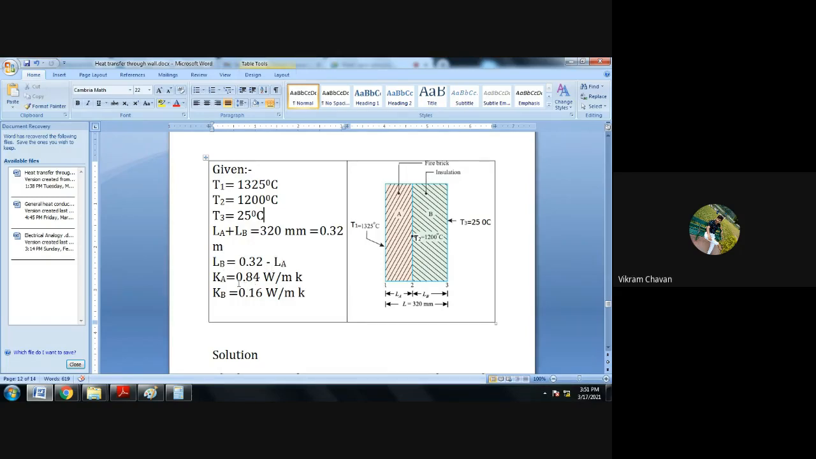The next thing is the thermal conductivity of the fire brick wall and of the insulating wall. Both are provided as given data. K suffix A, where A is the fire brick wall and B is the insulating wall, is equal to 0.84 watt per meter Kelvin, and K suffix B is equal to 0.16 watt per meter Kelvin. This is how we have composed and drawn this diagram. Draw the diagram and write down the given data.